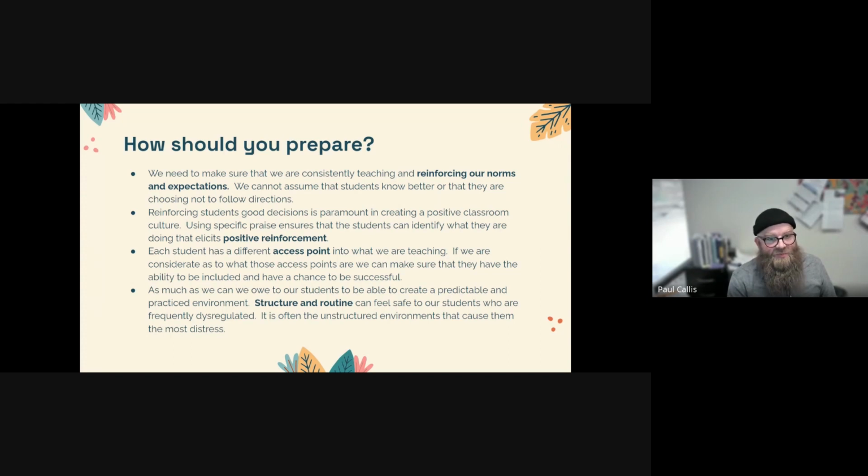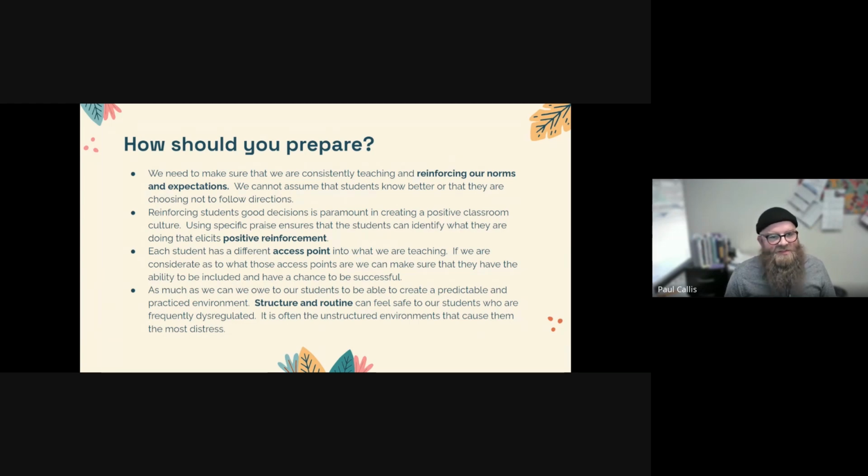As much as possible, we want to make sure that we're providing routine and structure for our students, practicing things again and again, having those rituals that we do, like the morning check-in, and just being consistent with those things.